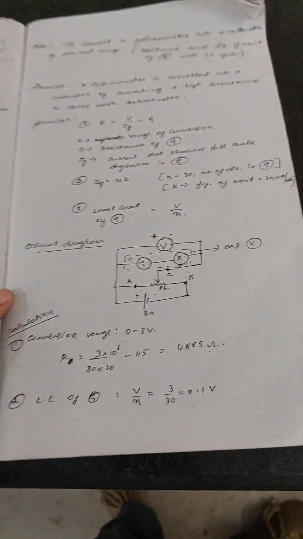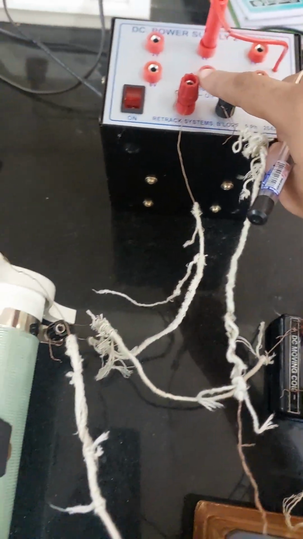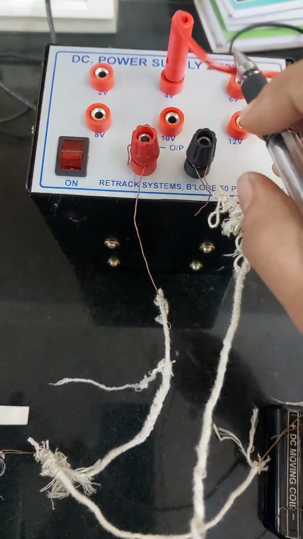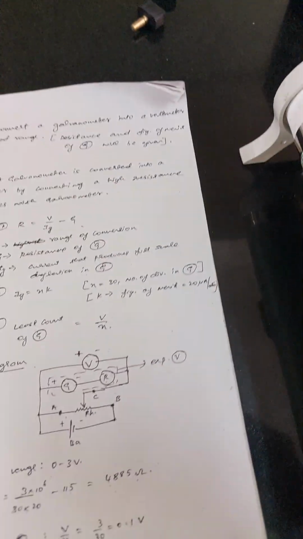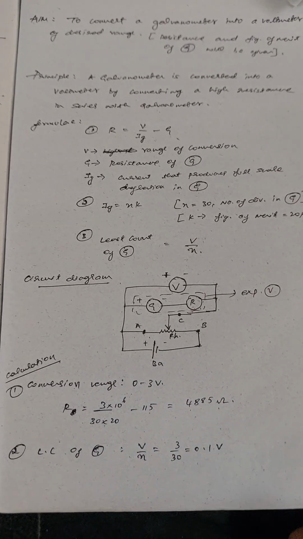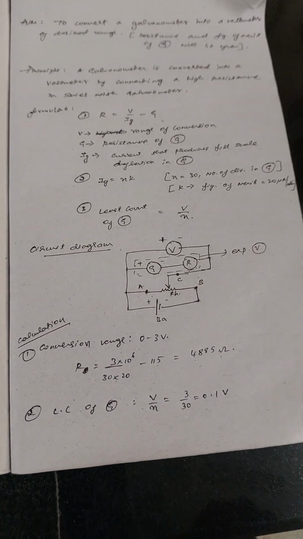So let me show you the connection now. We always start from the battery usually. And one more thing, the battery's power supply should be at least more than 3 volts, at least 3 volts. So I have connected to 4 volts. Why 3 volts? Because in the experiment I am converting the galvanometer to voltmeter of range 3 volts. So power supply should be at least 3 volts.